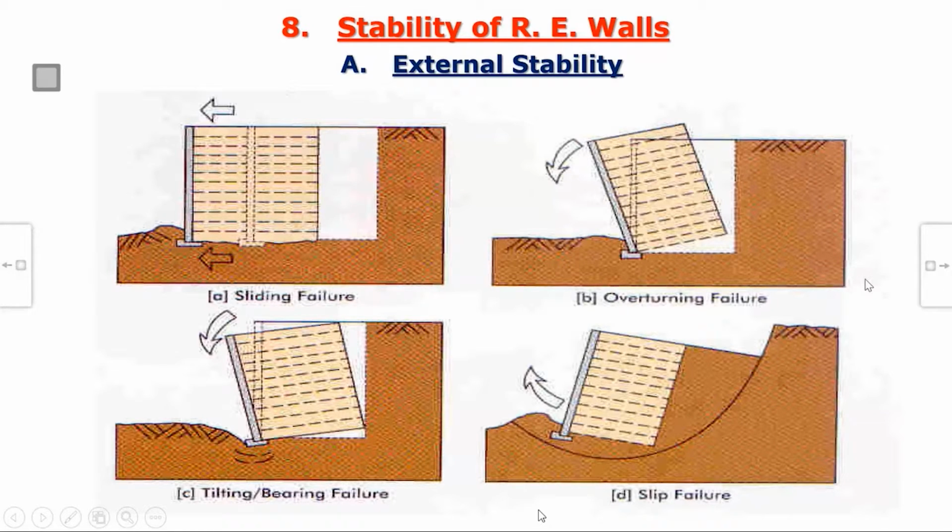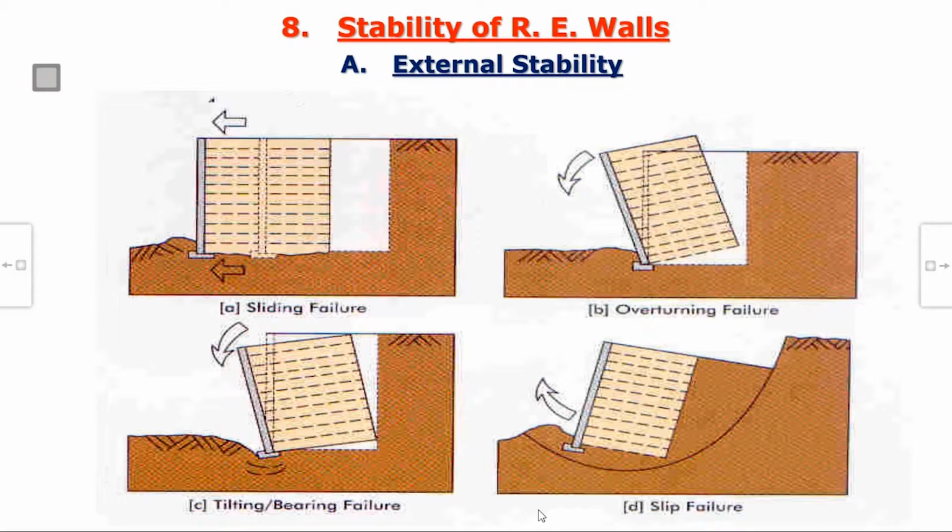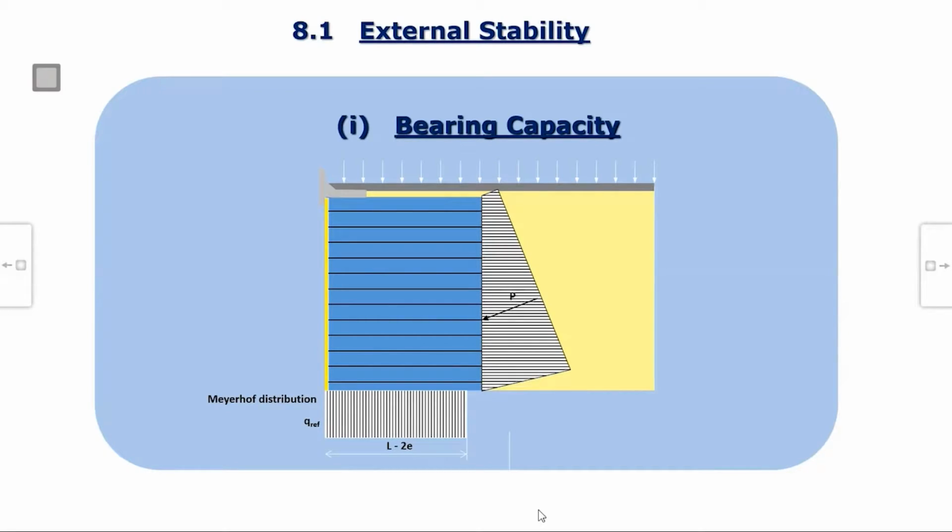So there will be 4 checks: sliding, overturning, bearing capacity and slip failure. These 4 external stability checks we have to do. So this is what we will do. First, for bearing capacity. Now there will be surcharge load, there can be dead load surcharge, there can be live load surcharge, all those things. Then there will be earth pressure because of surcharge and because of this backfill.